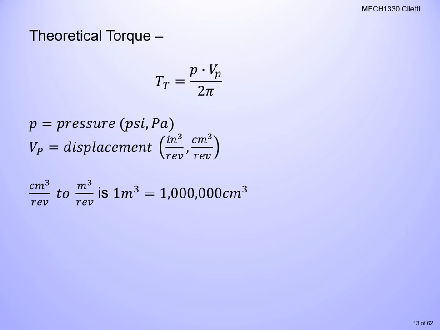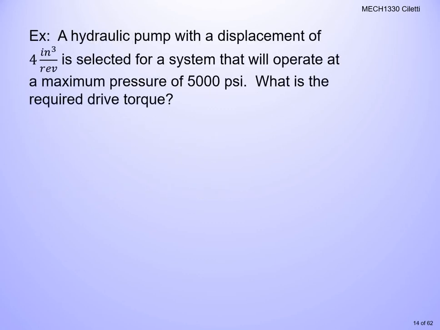Displacement is always in volume, so we have to know cubic centimeters per revolution to cubic meters per revolution. In 1 cubic meter, there are 1,000,000 cubic centimeters. So you're going to need to know that for some conversions later on when doing some metric stuff.